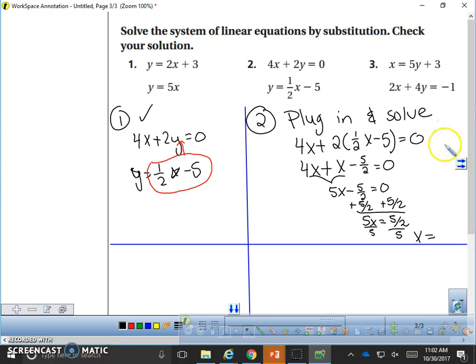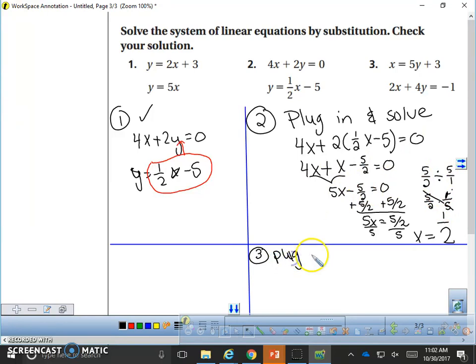X equals, so we have 5/2 divided by 5, copy dot flip, 2 over 1 equals 1/2. 5 times 1 is 5, 2 times 5 is 10, 5 over 10 reduced down to 1/2. Okay, plug in and solve. Done with step 2. Step 3, plug in and solve.